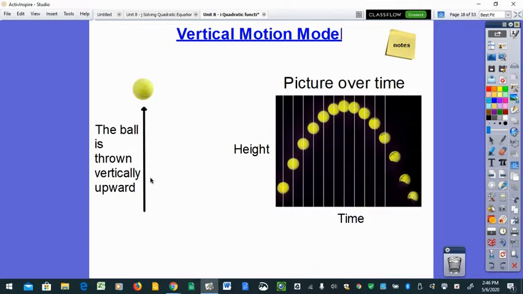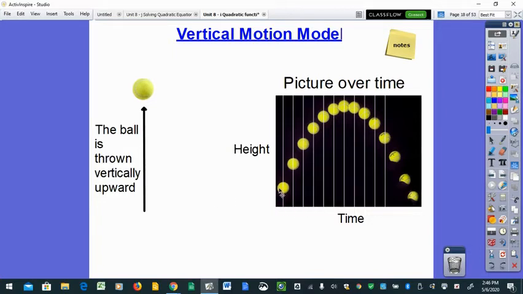I don't throw it forward or to the right or to the left. It's perfectly straight up and down, vertical motion. If I had one of you sitting at the back of the classroom taking pictures of the ball going up and down, very quickly, like they do in sports photography sometimes, imagine that we take a series of pictures, maybe every quarter of a second, and then we line them up next to each other.